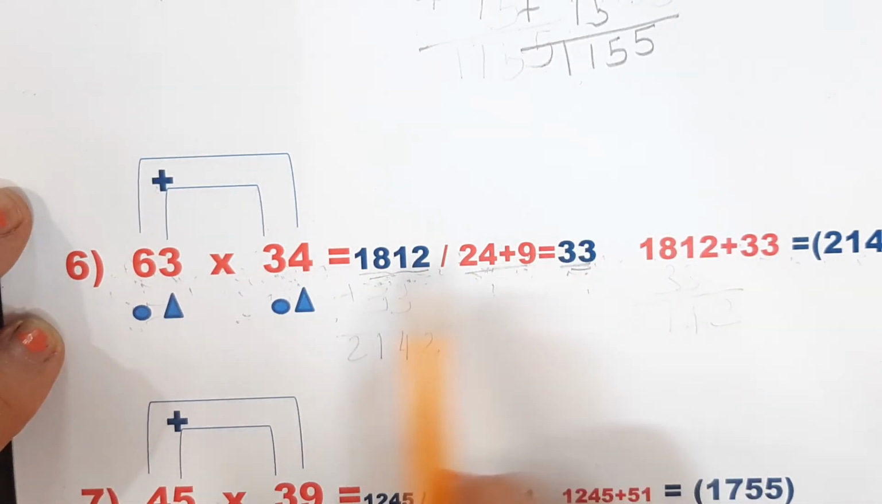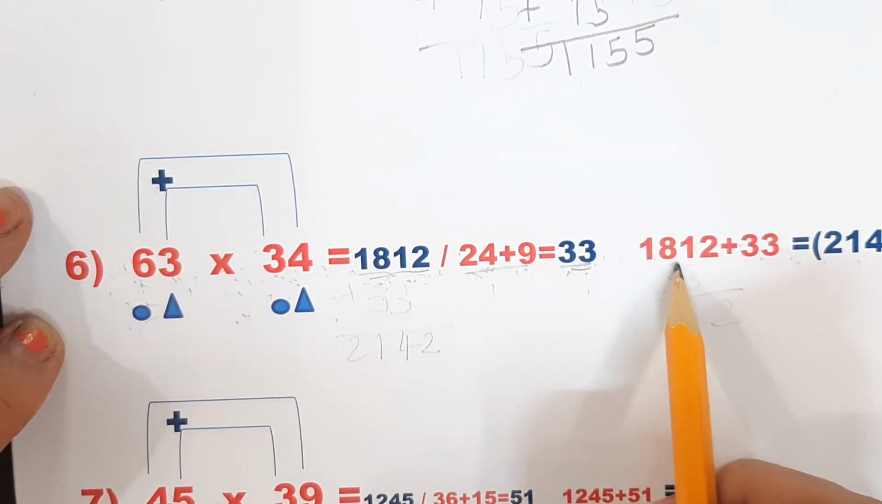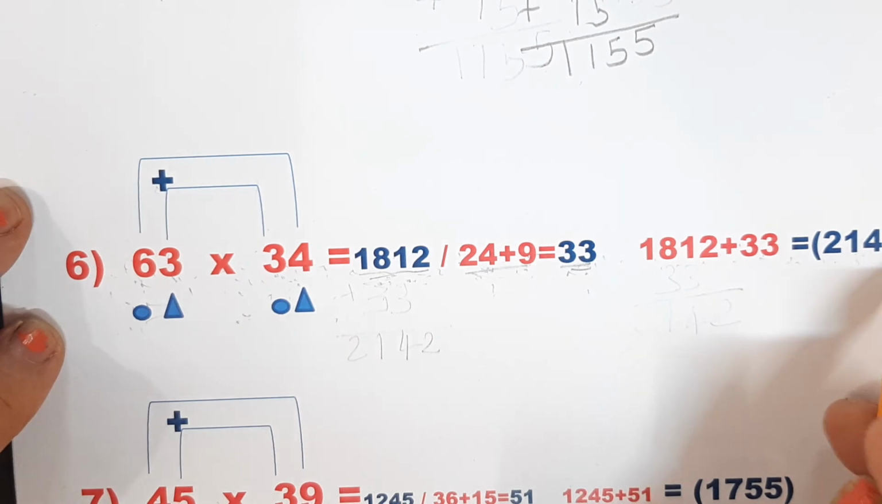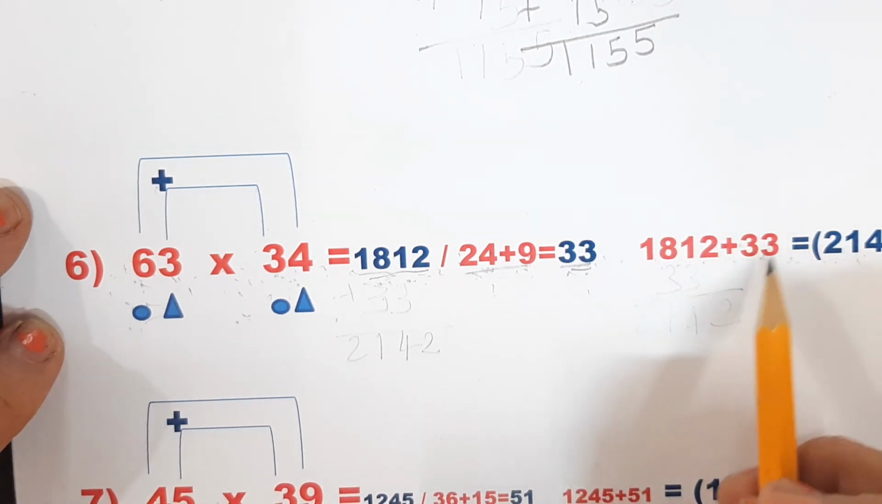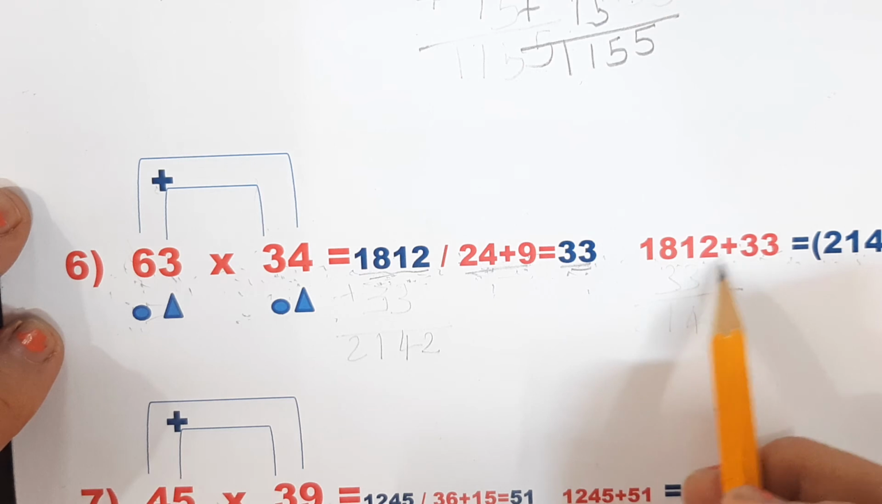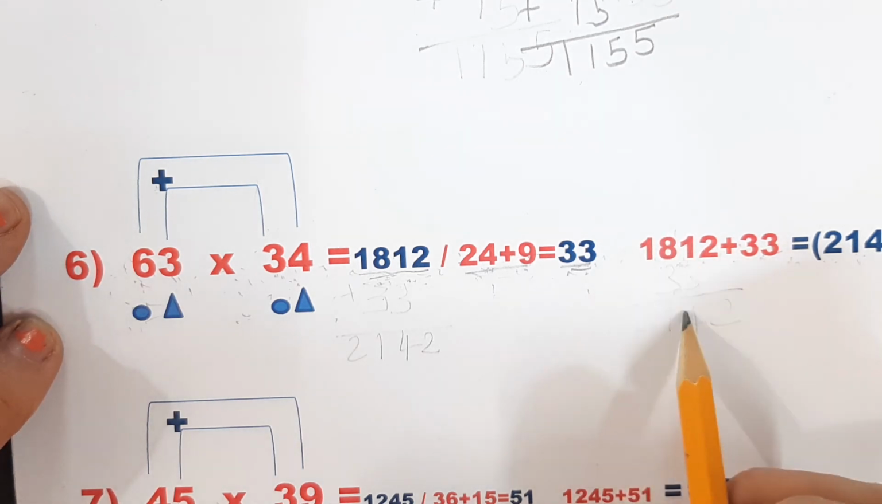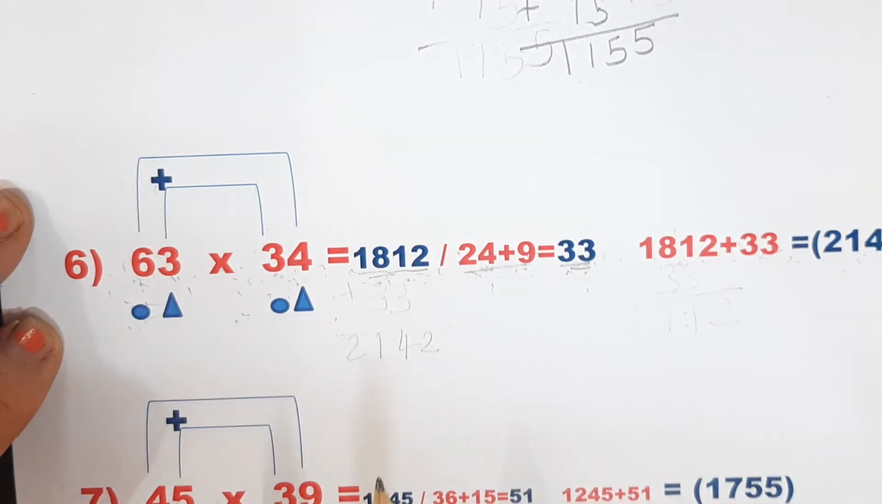Now you have to add both the figures, 1812 plus 33. Your answer will be 2142. You have to remember that your second figure will start from the second digit of the upper figure. So your answer will be this.